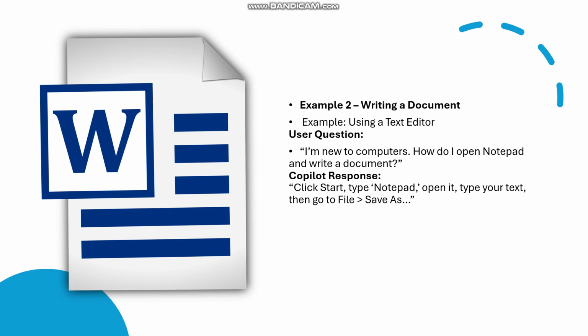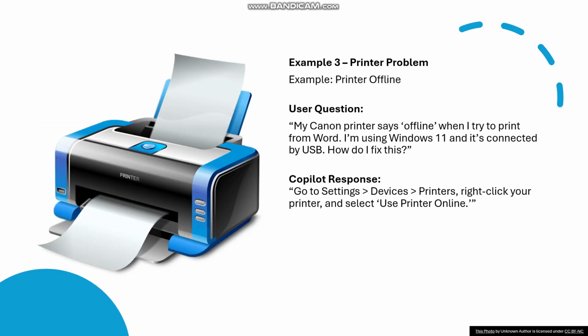The other question is about using a text editor. I'm new to computers. How do I open Notepad and write a document? And the third question is about a printer offline. My Canon printer says offline when I try to print from Word. I'm using Windows 11 and it's connected by USB. How do I fix this?